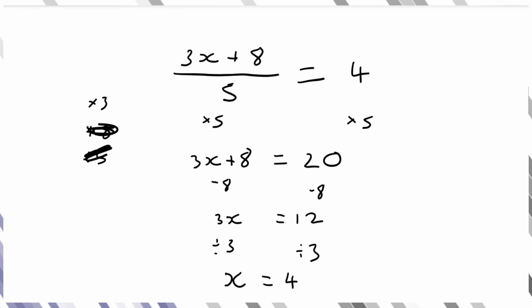So (3 times 4 plus 8) divided by 5 should equal 4. So 3 times 4 is 12, plus 8 is 20, and then 20 divided by 5 gives us 4. So 4 must be the right answer.